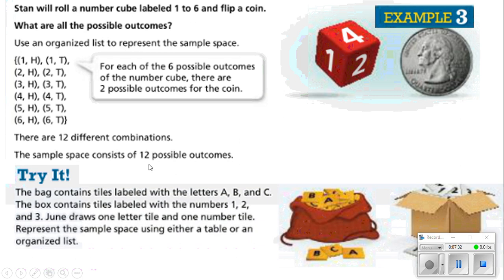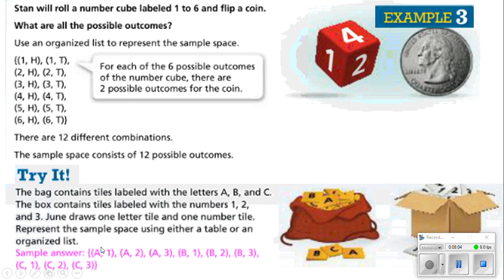12 possible outcomes. The triad says a bag contains tiles labeled with the letters A, B, and C. The box contains tiles labeled with numbers 1, 2, and 3. June draws a 1-letter tile and 1 number tile. Represent the sample space using either a table or an organized list.